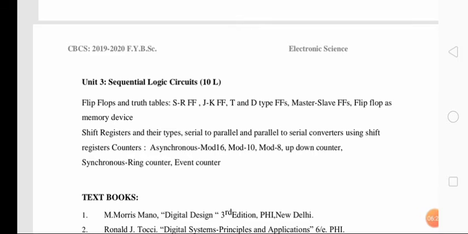In sequential logic circuits, flip-flops and truth tables, we are going to study SR flip-flop, JK flip-flop, D type flip-flop. Basically, a flip-flop is a 1-bit memory. Memory means something which can store data or certain things. So a flip-flop is a 1-bit memory, that means it can store 1 bit at a time. Next you have shift registers and their types. Register means a group of flip-flops, that is known as a register.